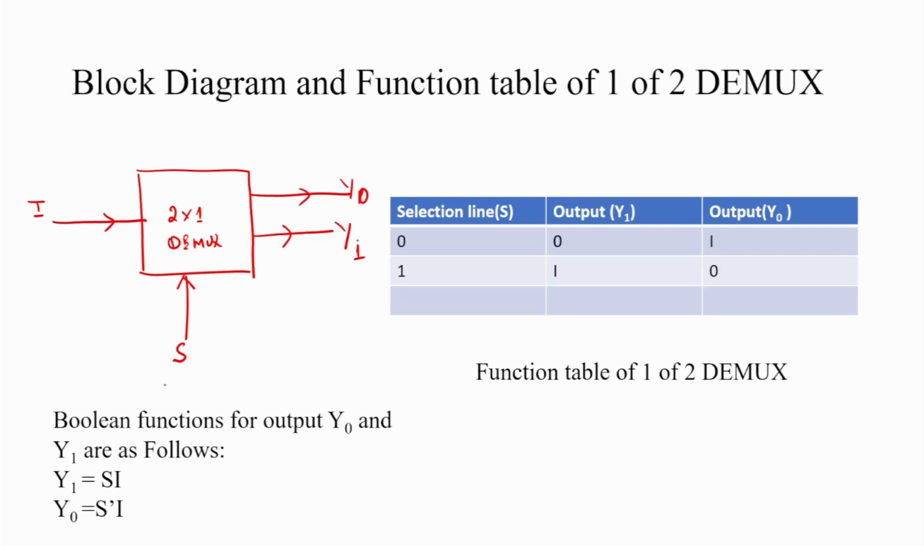When S is equal to 0, the output Y0 is selected and I goes to Y0. There are two possible values of the selection line, S equal to 0 and S equal to 1. When S is equal to 0, Y0 is selected as the output, Y0 is active and I is sent to Y0, and when S is equal to 1, I is sent to Y1, that is, Y1 is equal to what?